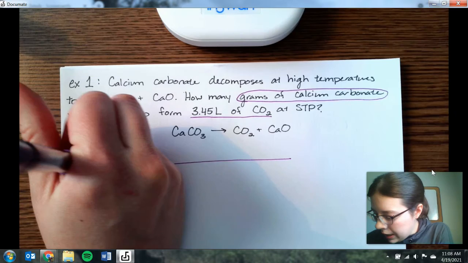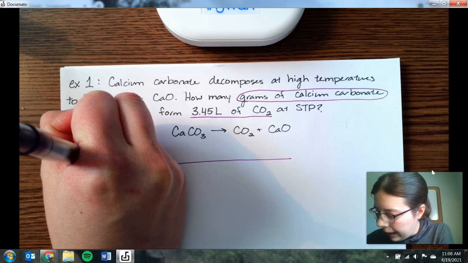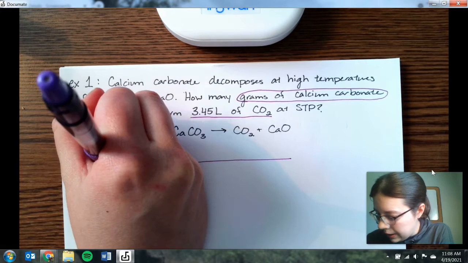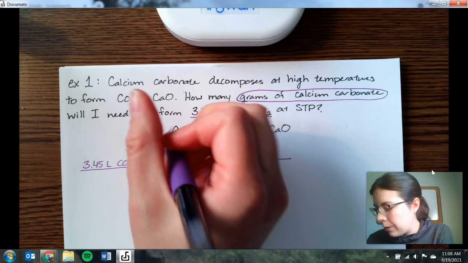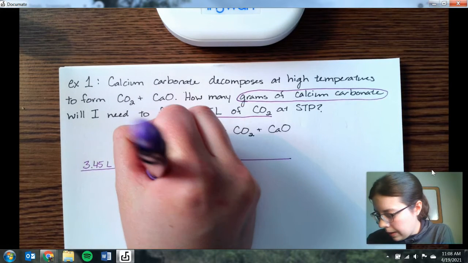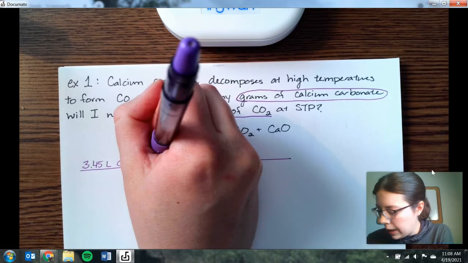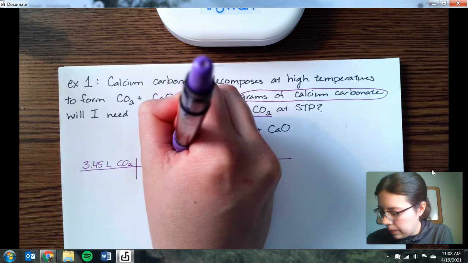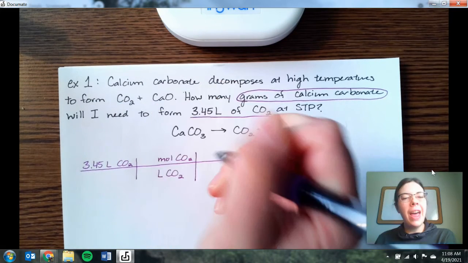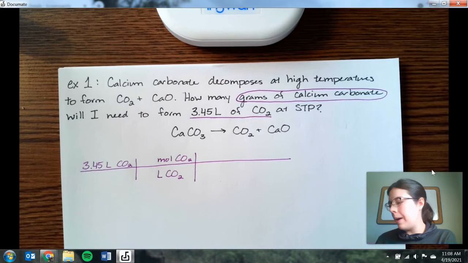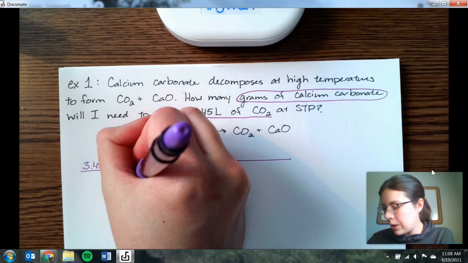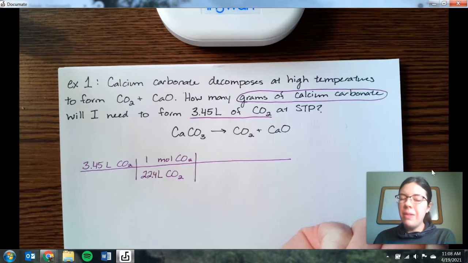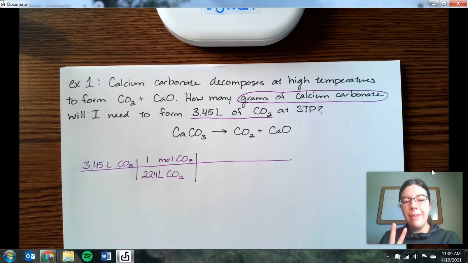My given goes in the first box, so 3.45 liters of CO2. If I have liters of CO2 up top, I need liters on the bottom, and I want to get moles of carbon dioxide. This is where I have that new conversion factor for gases. Remember, for every 1 mole of a gas, I have 22.4 liters. So I've done step 2, which is to get my given into moles.